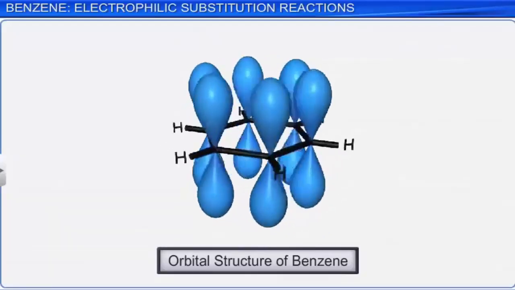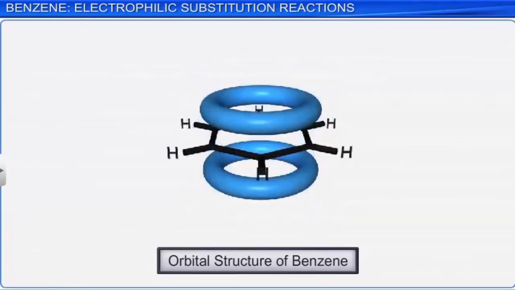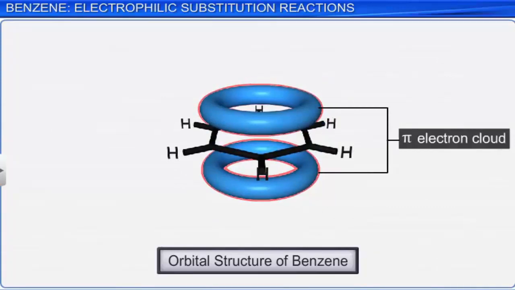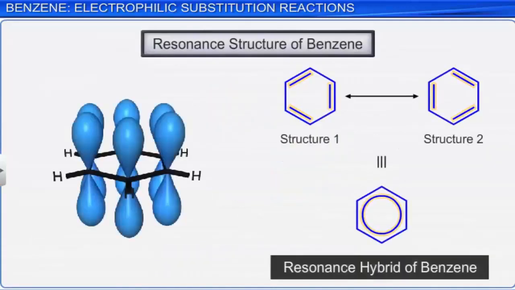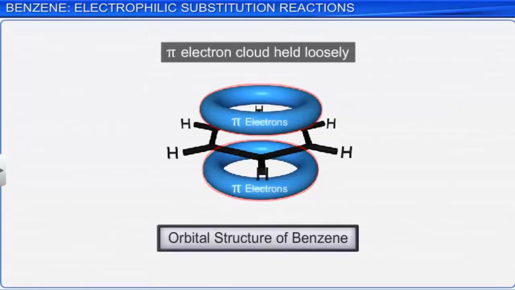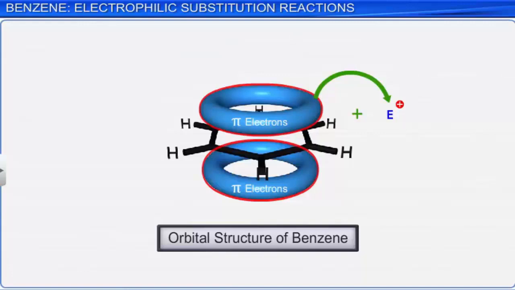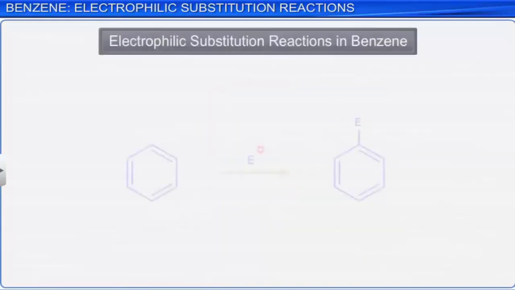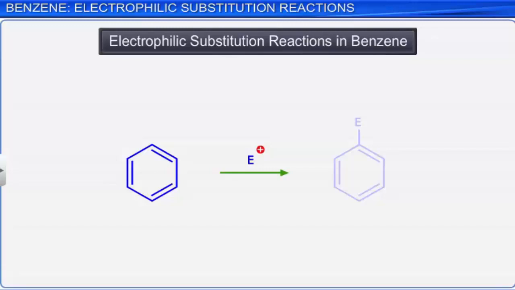If we take a closer look at the orbital structure of benzene, we find that the cyclic, delocalized pi electron cloud is loosely held above and below the plane of the benzene ring. The resonance stabilization of benzene is due to the delocalization of these pi electrons. This structural arrangement makes the loosely held pi electrons available for electrophiles, the electron-seeking reagents. Thus, the substitution reactions in benzene are electrophilic in nature. Hence, we can conclude that benzene undergoes typical electrophilic substitution reactions due to the retention of resonance stabilization of the ring, that is, aromaticity.